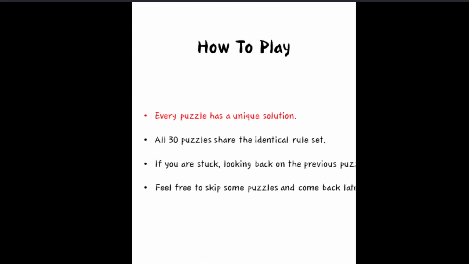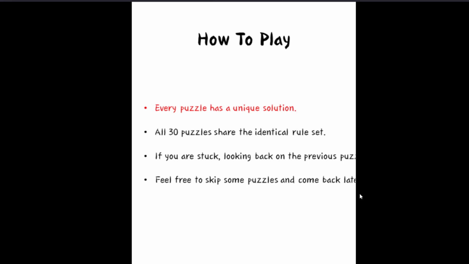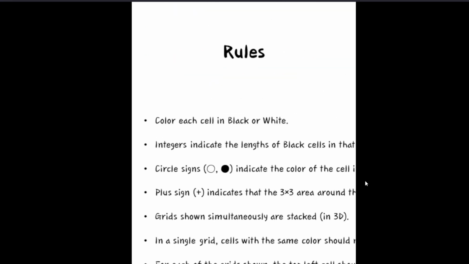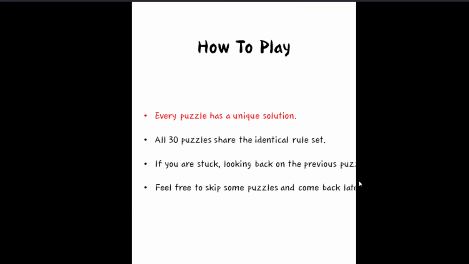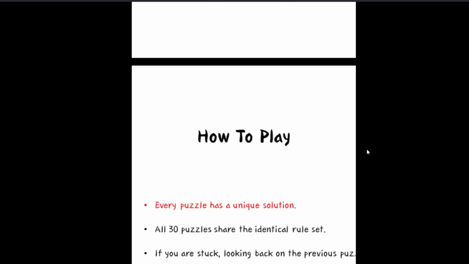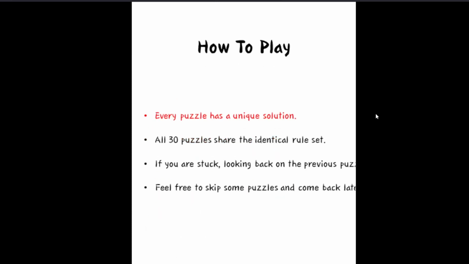Okay, what are the rules? Unique solution. Yes, very, very important. I'm glad that's in red. Identical rule set. If you're stuck, look back. Feel free to skip and come back later. Yeah. Okay. There's no rule telling me I can or can't look up the meaning of Bobo. I don't know if that would help.